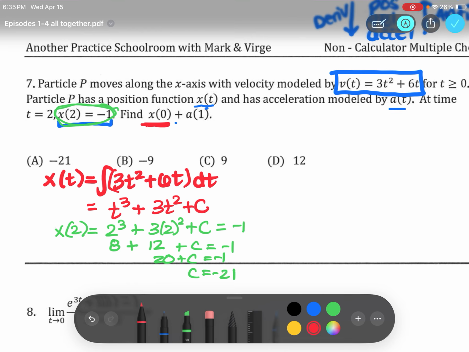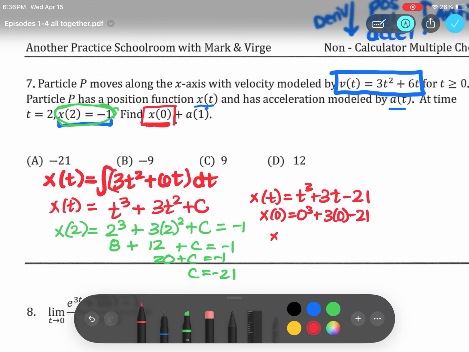And so that tells me that my position function, x of t, is equal to t cubed plus 3t squared minus 21. But really, we need to find x of 0. Okay, so let's find x of 0. Just sub 0 in here. And x of 0 equals -21. Okay, so we've got this piece. Okay, x of 0 was -21.